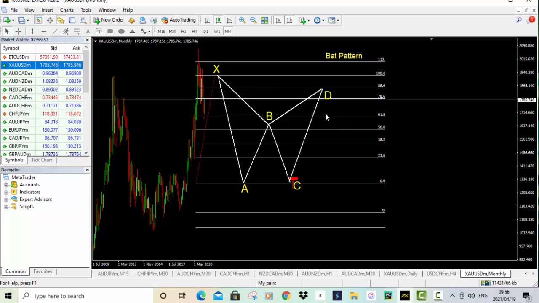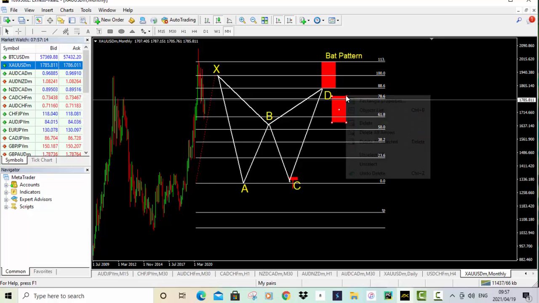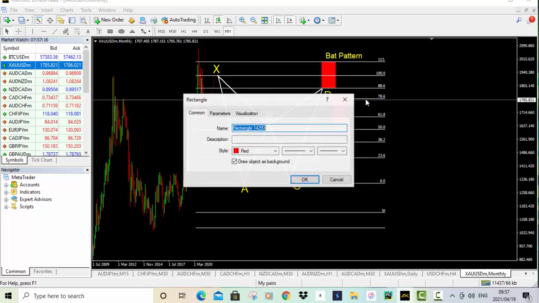Now that's how you actually measure them. For your stop loss, like I said, if your entry is on this leg here, your stop loss should be roughly there. You must always put your stop loss there, and your first take profit will always be at the 61.8 retracement.